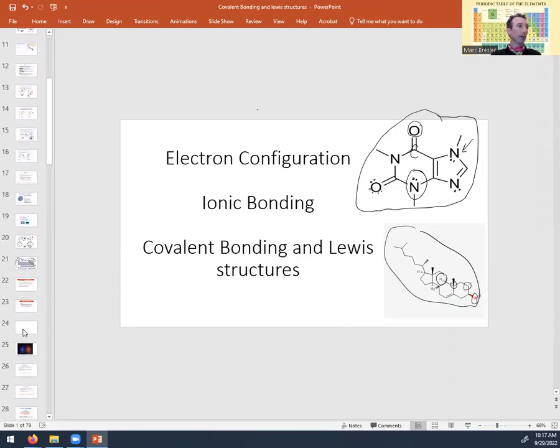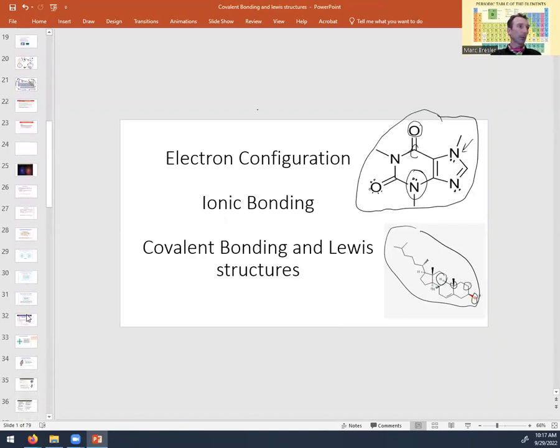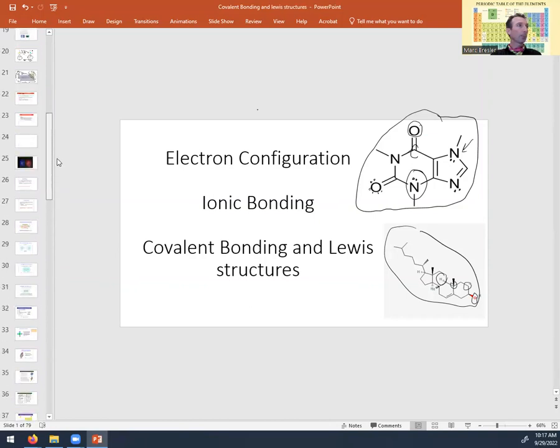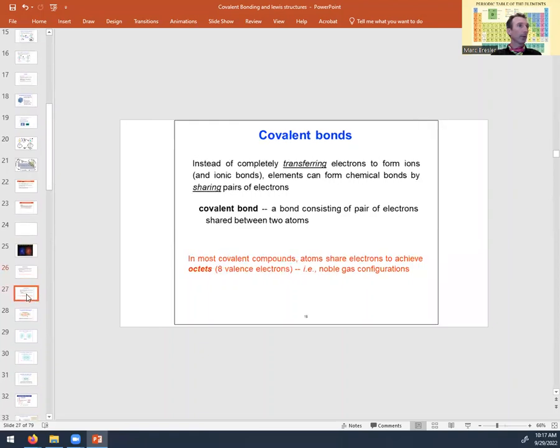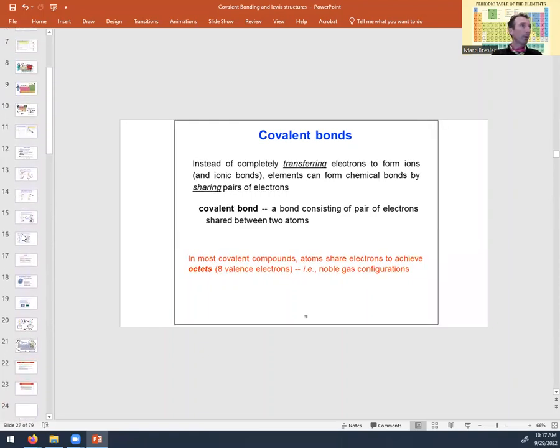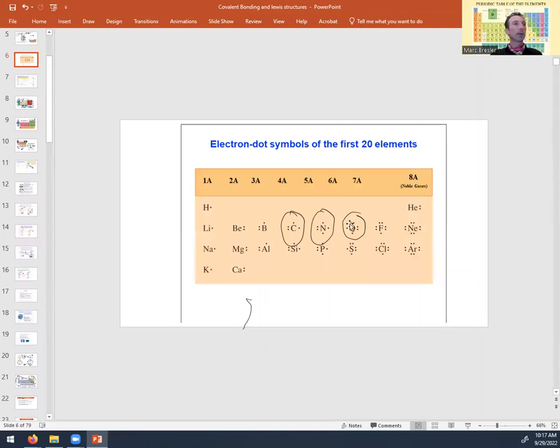If you have familiarity with the periodic table, with the number of electrons that certain atoms have on their outer shell, you can come up with these electron dot symbols. So these are for the first 20 elements. Organic chemistry mostly uses carbon, nitrogen, and oxygen. So those are the ones that are mostly shown in Lewis structures, but you can have other elements in Lewis structures as well.